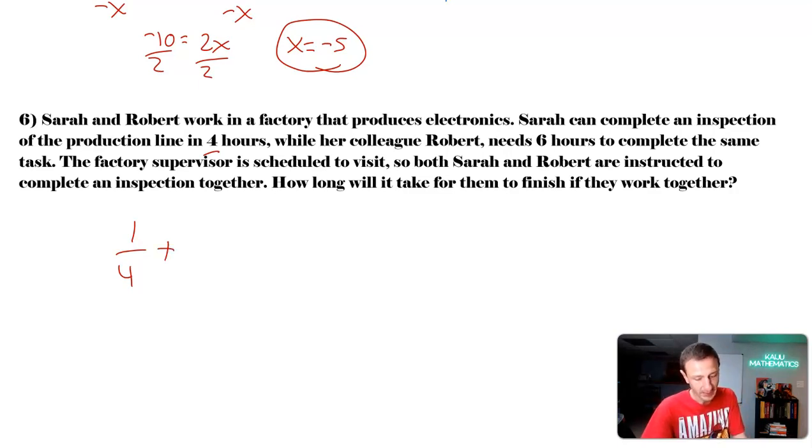What about Robert? He needs 6 hours to complete the task. So how much will he get done in an hour? He'll get 1/6 of it done. And think of it like, how am I getting those numbers? 1/4, if I add that up 4 times, what do I get? 4 over 4, which is 1. Here, 6 over 6. If I add up the hours that it takes, 1 hour, he gets 1/6, plus an hour plus an hour. So if you add up all these, you get 6 over 6, that total of 6 hours.